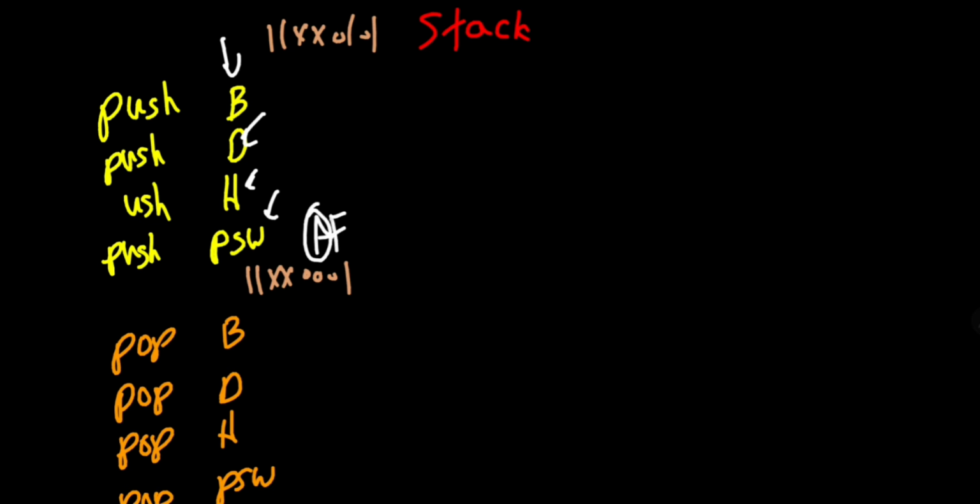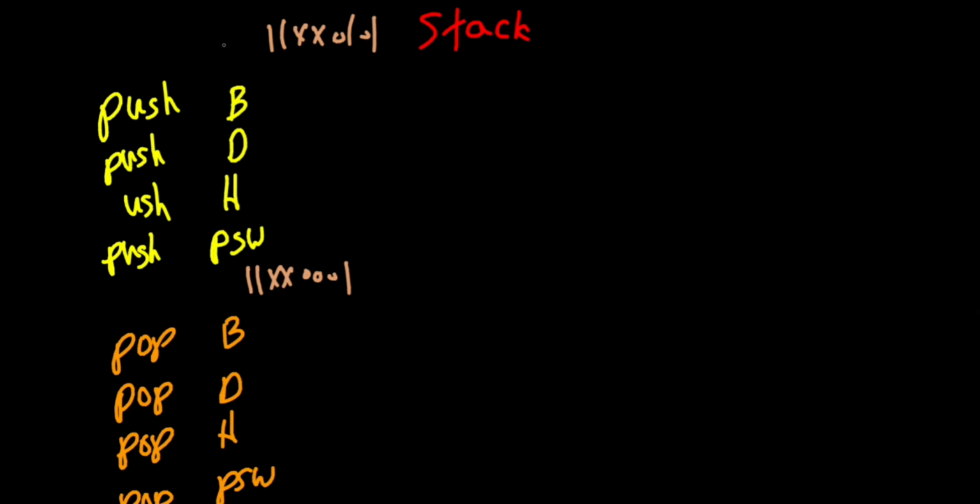PSW means that the register pair is A and F. A would be the A register, F would be the flags register. So the flags register acts as the lower byte of these 16 bits of data. You can't push an immediate value in 8085. The argument, or what you want to push to memory, should always be a register pair. So you need to first move your value into the register pair and then use push.